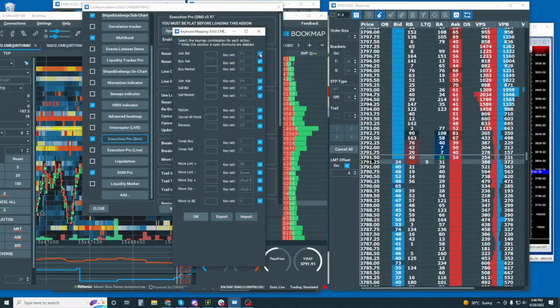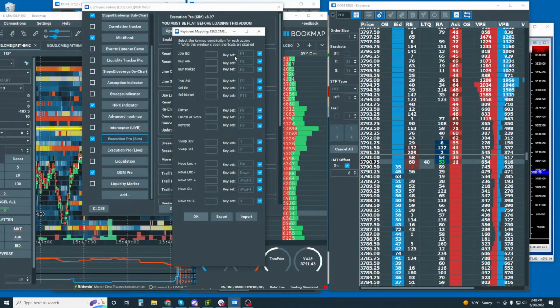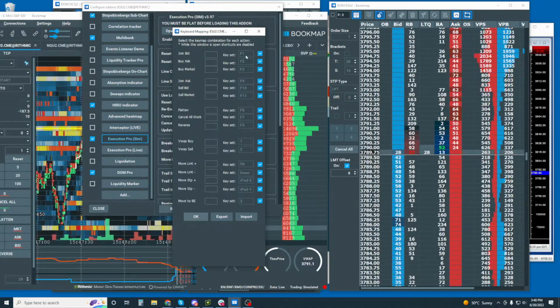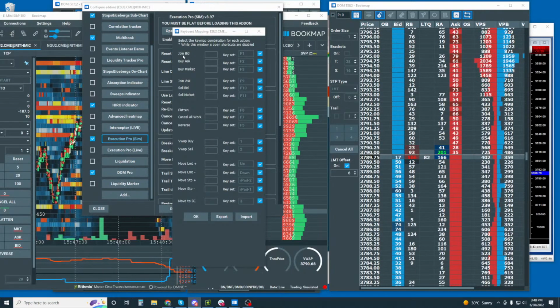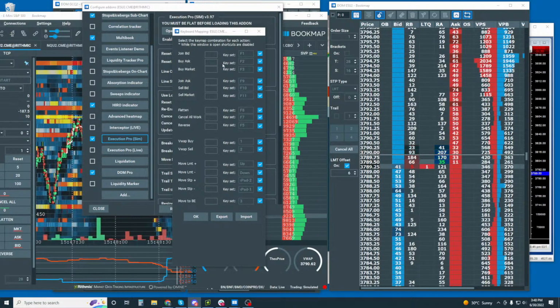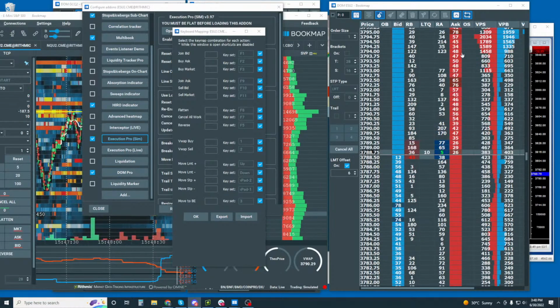You have to have the checkbox within it, and then this is the key set. You've got F1 here for joining the bid. Buying the ask is F2, and then buy market would be F3.